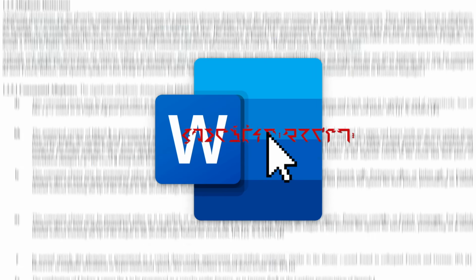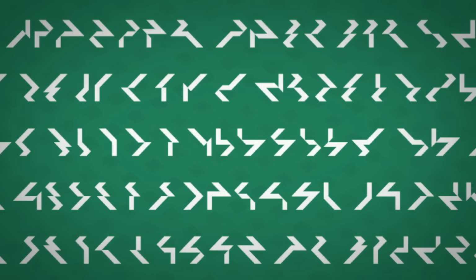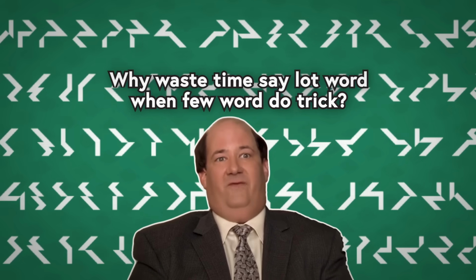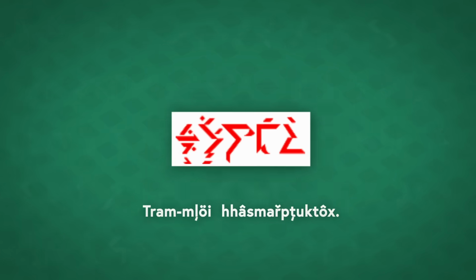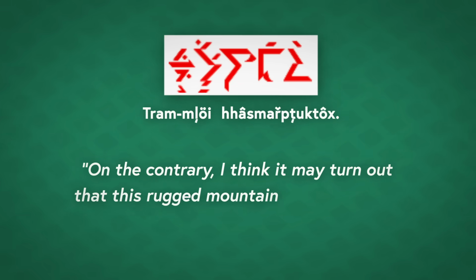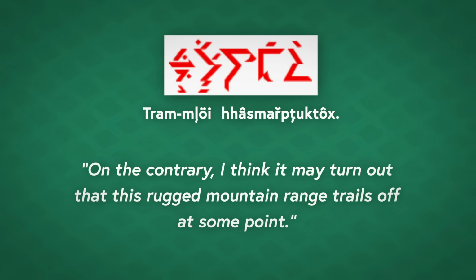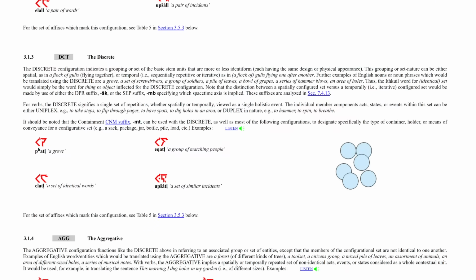How long is it? Well, I don't know. I tried to find out by pasting it into a Word document, but that crashed my computer. Anyways, ironically, Ithkuil is intended to be maximally precise while using the fewest letters possible. And to be fair, it succeeds. For example, these two Ithkuil words translate to, on the contrary, I think it may turn out that this rugged mountain range trails off at some point. Ithkuil makes few word do trick by making each word extraordinarily information dense.